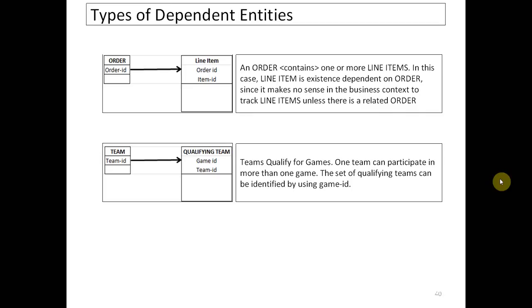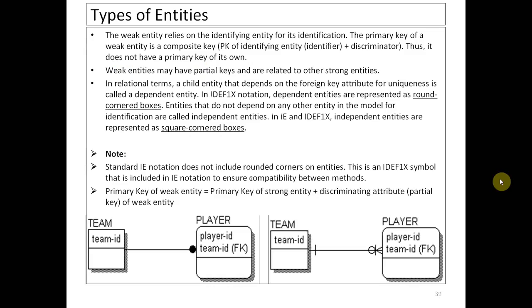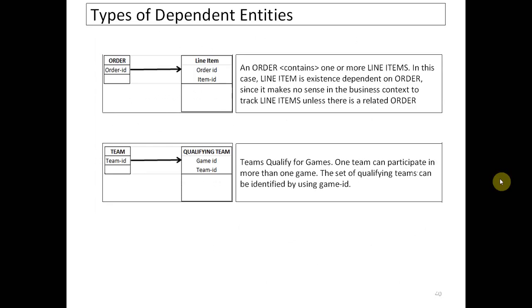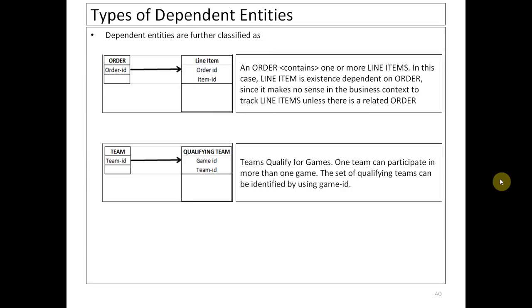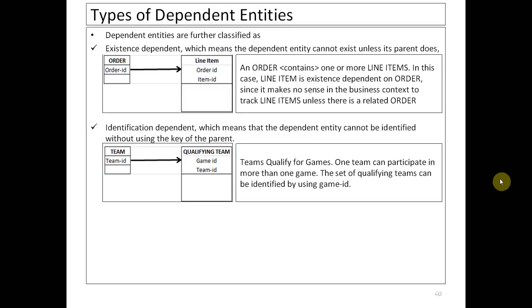Now the types of dependent entity. Once a weak entity or dependent entity is identified, it can be further classified as an existence dependent entity or an identification dependent entity. So what we have seen is an identification dependent entity, where the team ID was used to identify a particular player. So hence it was called an identification dependent entity.